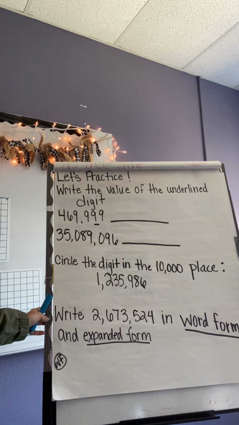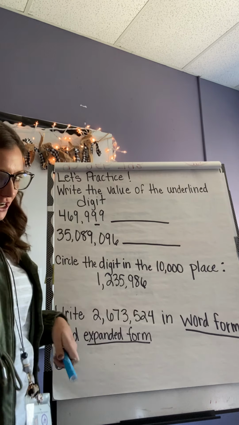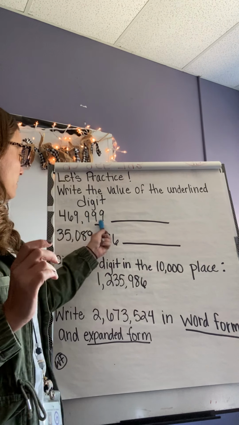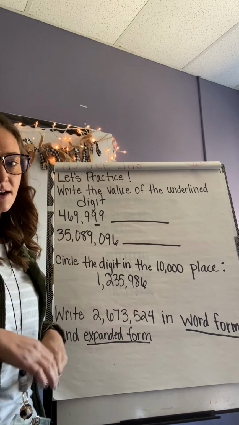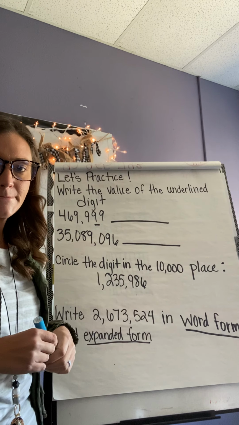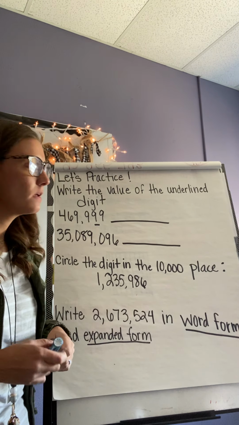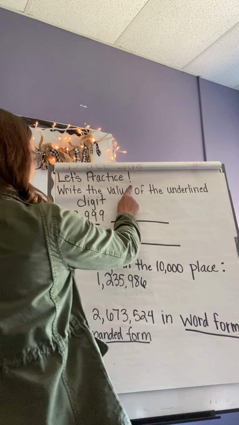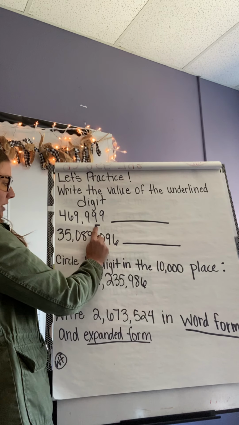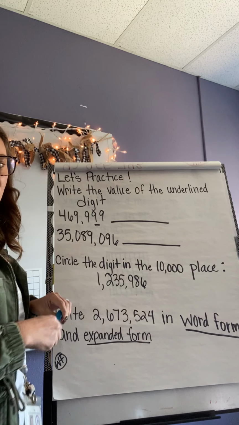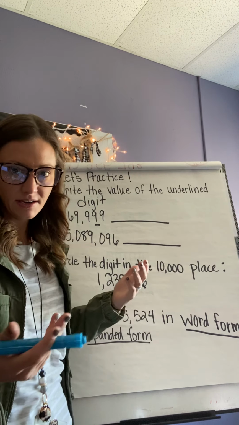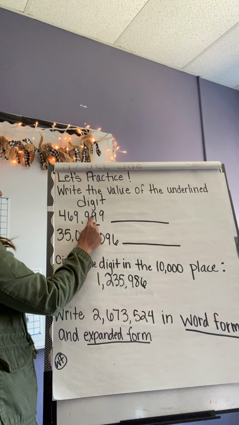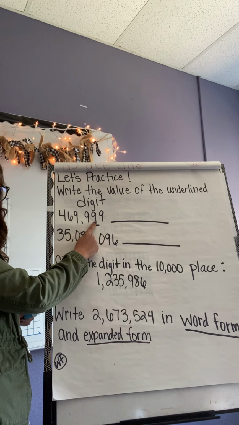So we're going to work on the value of some underlined digits. Please write the number 469,999 onto your paper. The question asks us to find the value of the underlined digit. Which digit in this number is underlined? The 9. So I need to find the value of my 9.